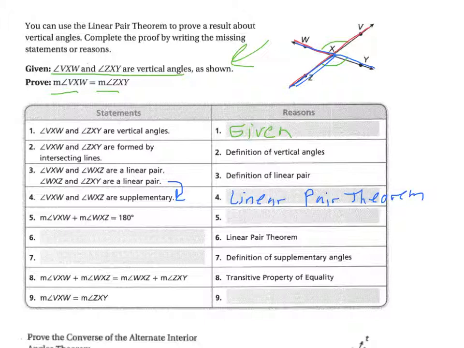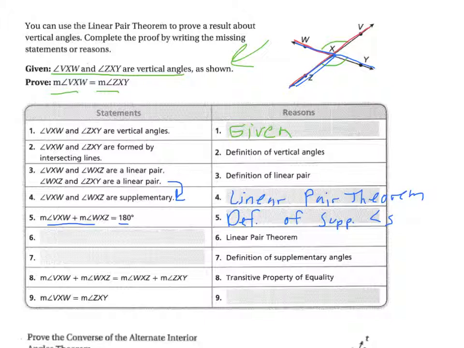Now, their sum, if they're supplementary, is going to equal 180 degrees. That can be proven with the definition of supplementary angles.